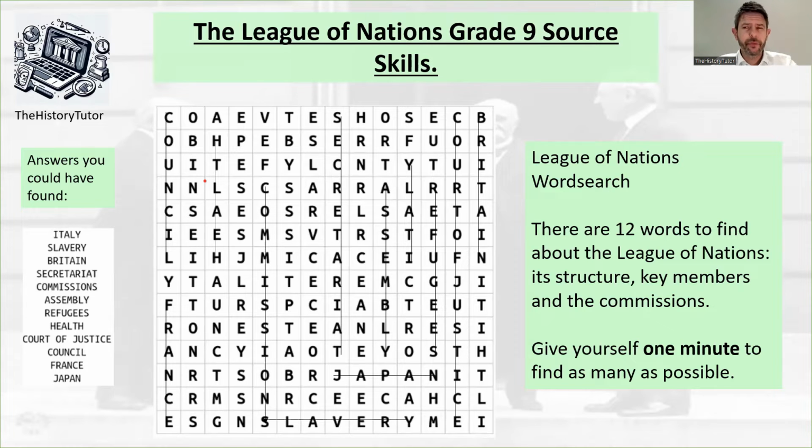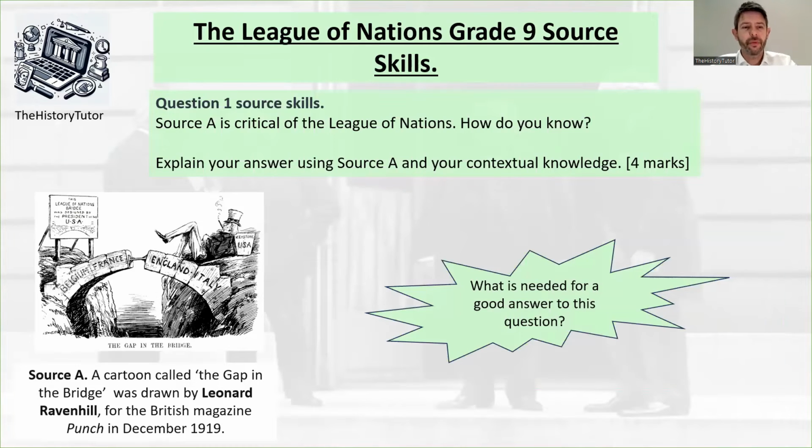Now it seems like an easy question, but it's one that you can drop a couple of marks on quite simply with some simple errors. So let's see if we can rectify that. Here is our question then. Source A is critical of the League of Nations. How do you know? Explain your answer using source A and your contextual knowledge.